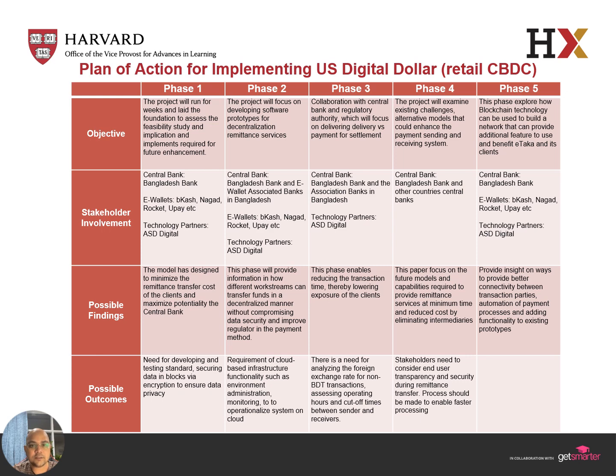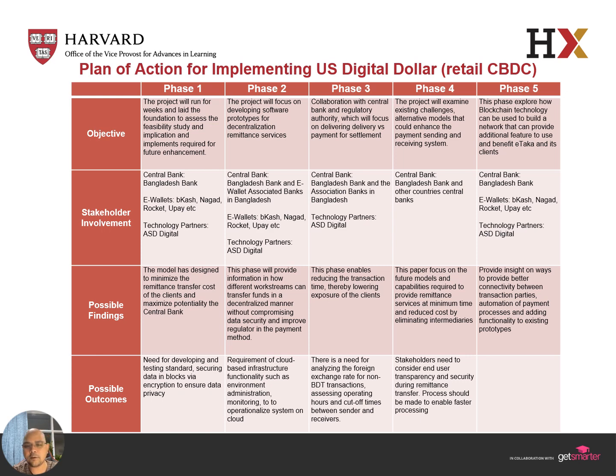And the final phase is phase 5. This phase explores how blockchain technology can be used to build a network that can provide additional features to benefit ITACA and its clients. Here the blockchain technology is directly involved in sending and receiving the money. So the full-fledged blockchain launch is here, because the operation is already launched at phase 5. The stakeholders here are the central bank, the e-wallets, and our technology partner.